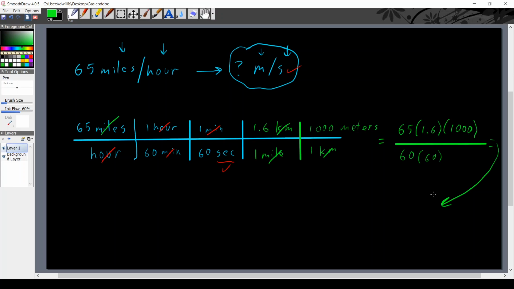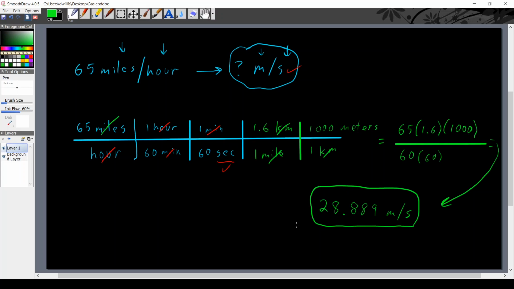Let's see. I'm just going to say 65 times 1.6 times 1,000. And I'm going to take all of that inside some parentheses and divide by 60 times 60. And I'm going to come out with 28.8889. Once again, 28.8 repeating. So 28 point, and again, we could keep as many significant digits as we would like. I will actually just choose to keep 3 this time, meters per second.